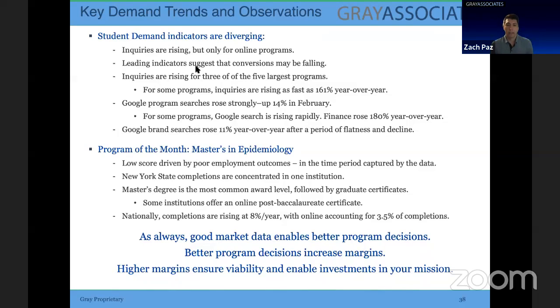As always, good market data enables better program decisions. Better program decisions increase margins. Higher margins ensure viability and enable investment in your mission. And that's what we always believe, is that data is here to inform. It's not here to make the decision, but without it, you could be making decisions blindly.